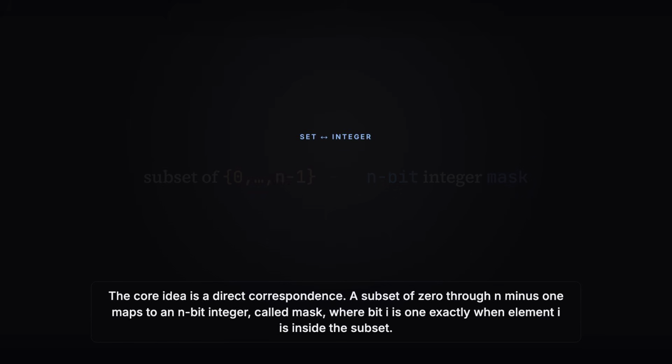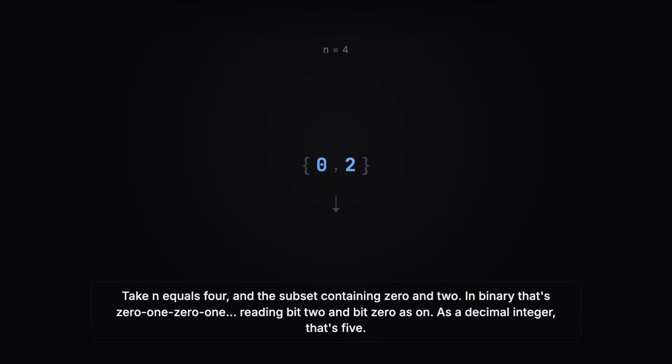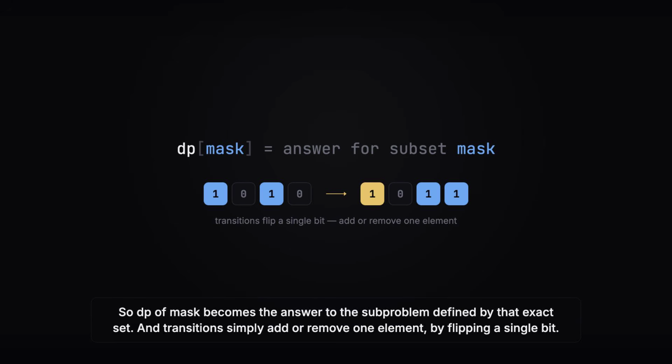The core idea is a direct correspondence. A subset of 0 through n-1 maps to an n-bit integer called mask, where bit I is 1 exactly when element I is inside the subset. Take n equals 4, and the subset containing 0 and 2. In binary, that's 0, 1, 0, 1, reading bit 2 and bit 0 as on. As a decimal integer, that's 5. So DP of mask becomes the answer to the sub-problem defined by that exact set. And transitions simply add or remove one element by flipping a single bit.